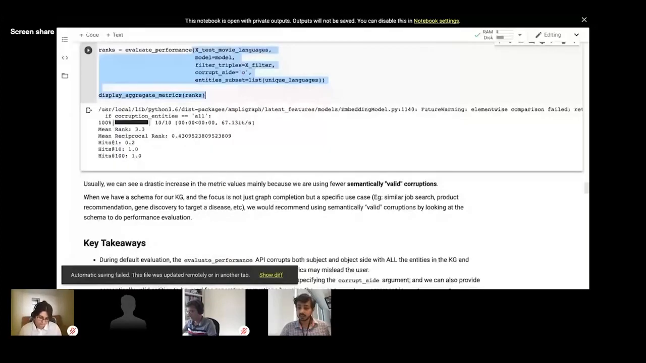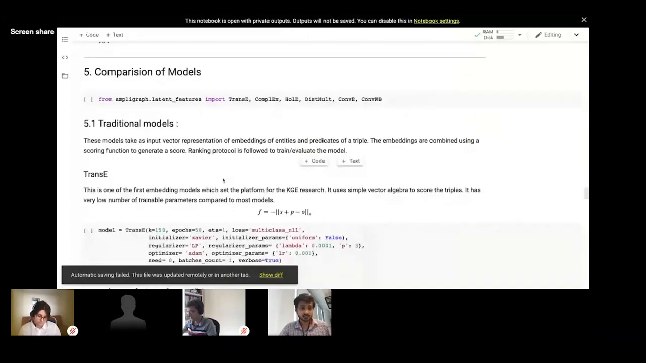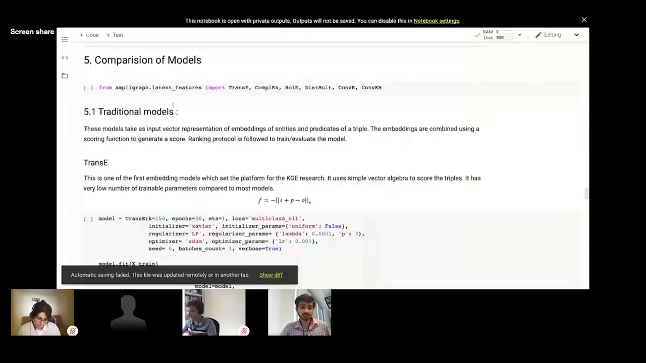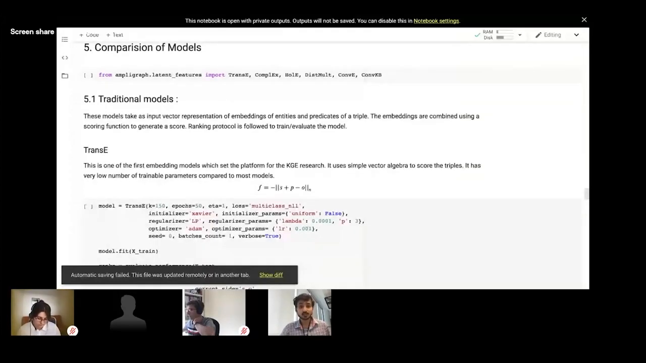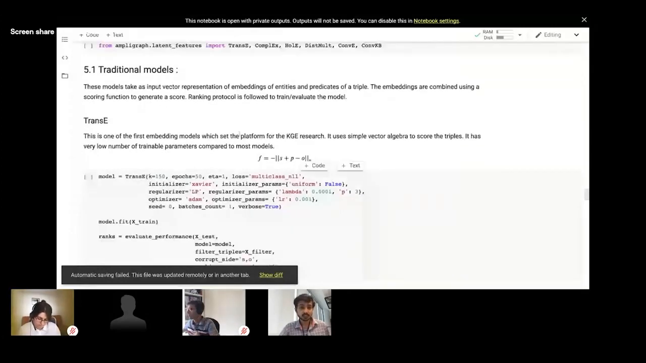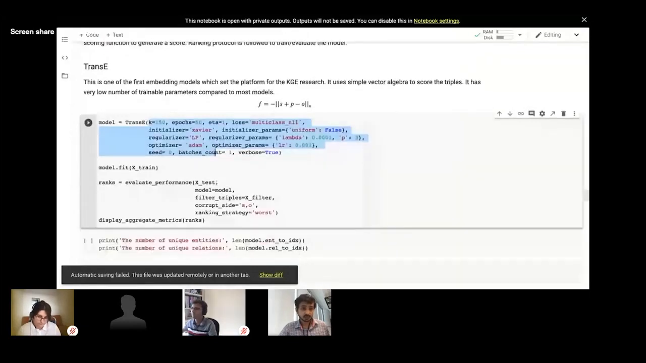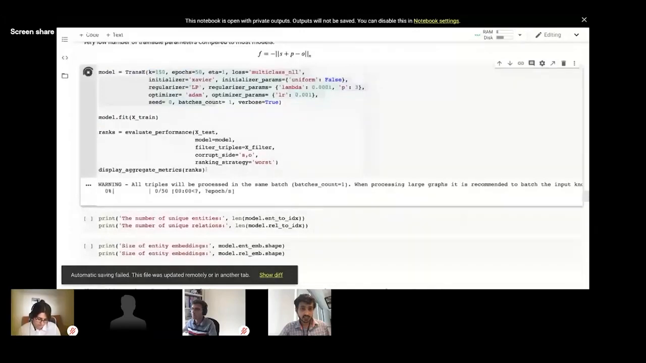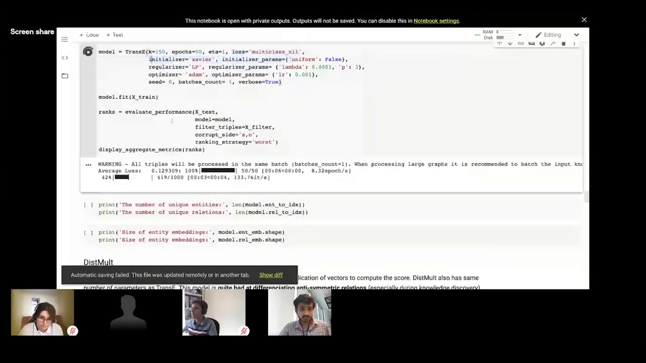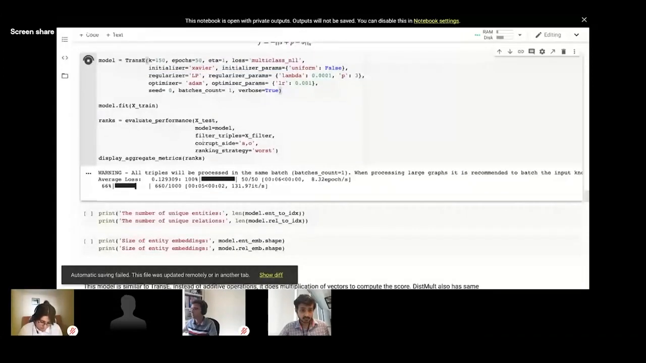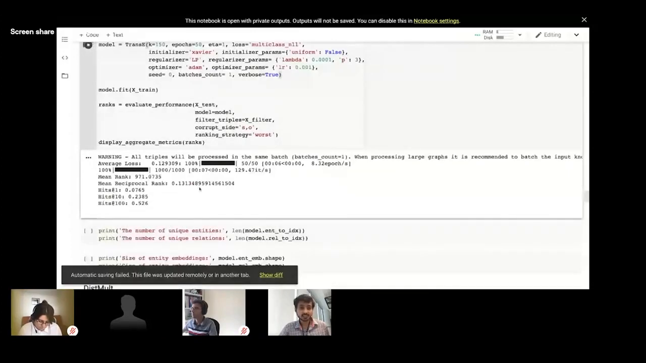So next, let's compare a few models and see how these models differ. This is again not from the scoring function perspective, but from the parameters that we pass to the model. So let's say I train a TransE model with k equal to 150 and some other parameters, for 50 epochs with eta equal to 1 and some other losses. It trains on this, and then you have the MRR. So TransE is giving an MRR of 0.13 on our test set, after fitting on our training set.